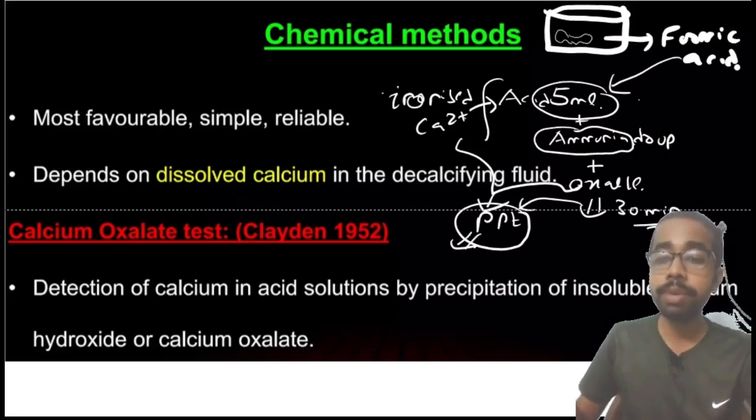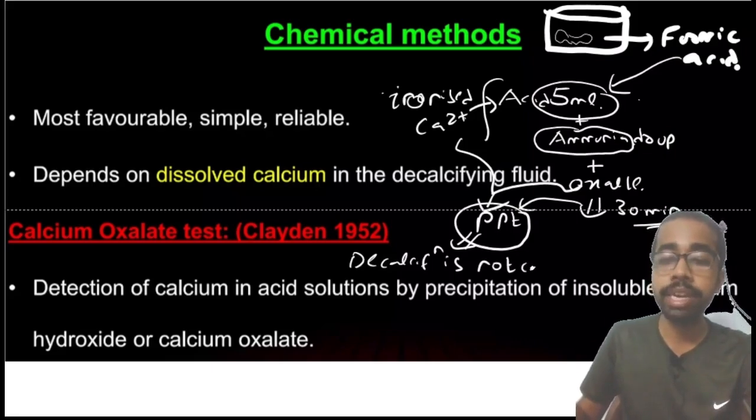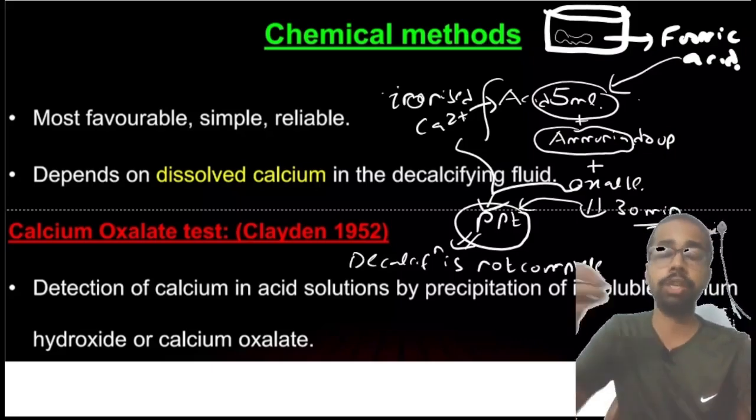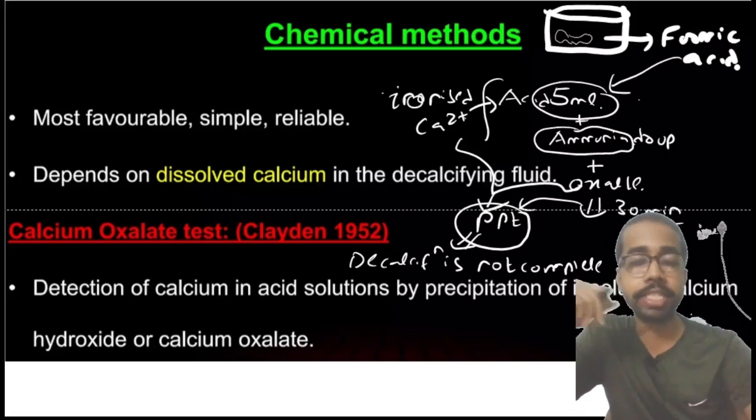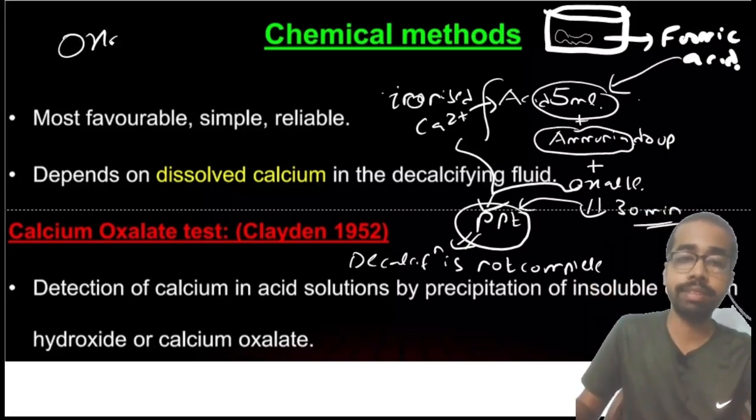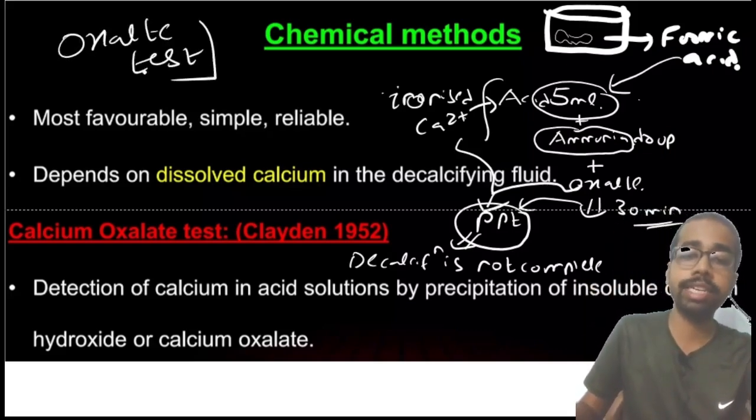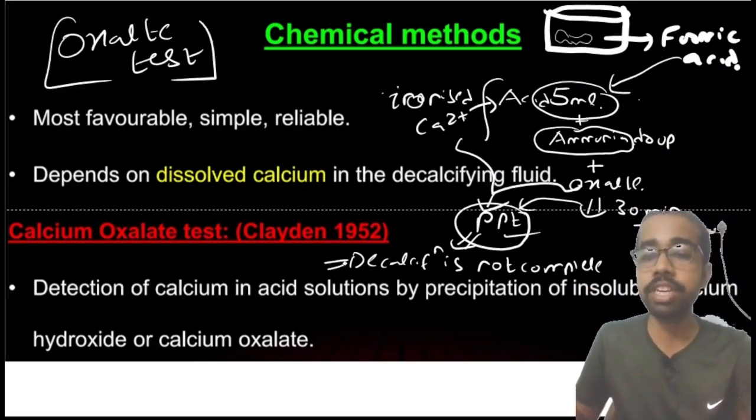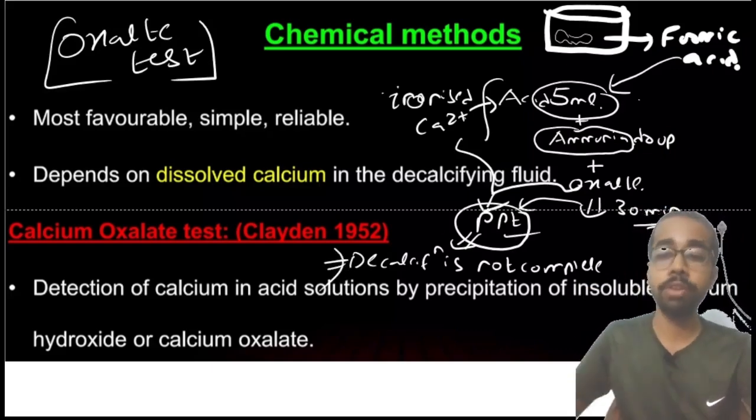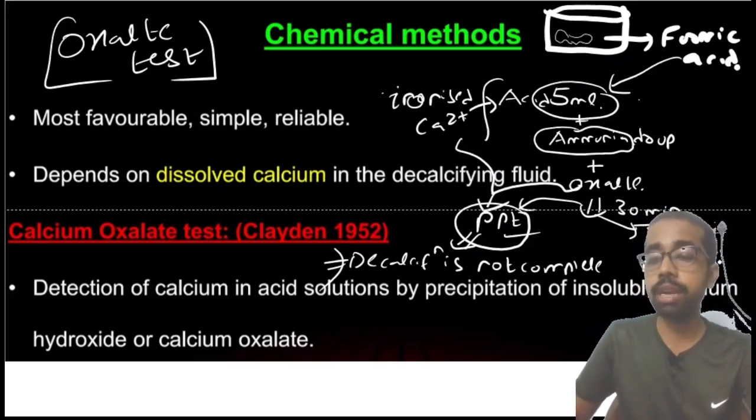What does that mean? That means decalcification is still going on. Decalcification is not complete. That's the interpretation of seeing a precipitate in the chemical test, also referred to as the oxalate test. If you are getting a precipitate, that means decalcification is not complete. You have to wait more. If you are not getting a precipitate, then decalcification is complete.